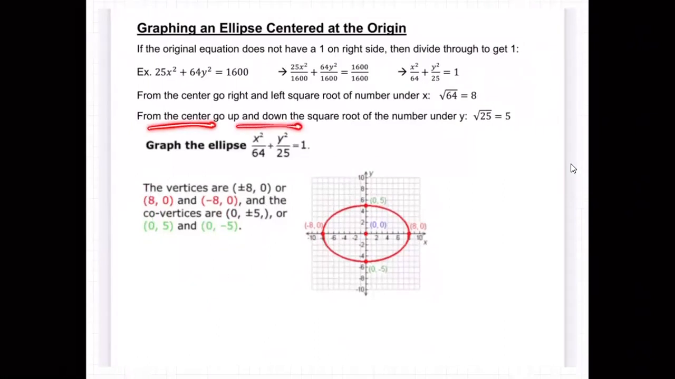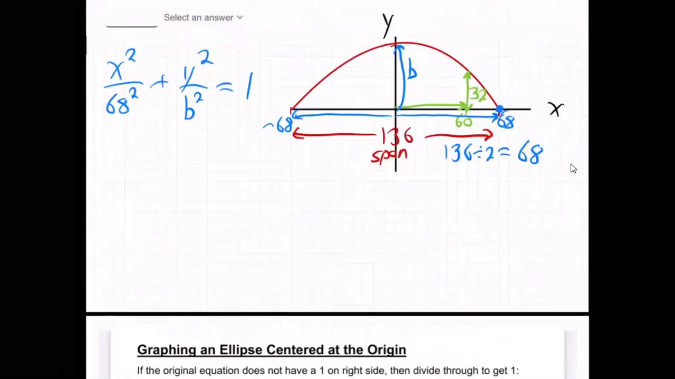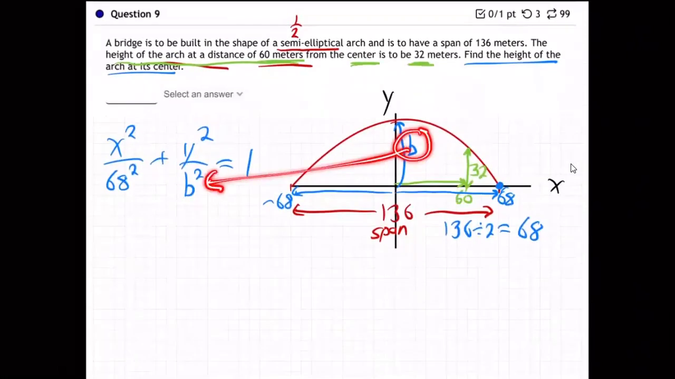From the center, up and down, the number under y, right? So see, it goes up 5 and down 5. Squared is 25. The number under y is how far up, squared, or vice versa. The square root of the number in the equation tells you the distance up and down. So if this is 5, then 5 squared goes there. If it's b, b squared goes there, right? Same thing.